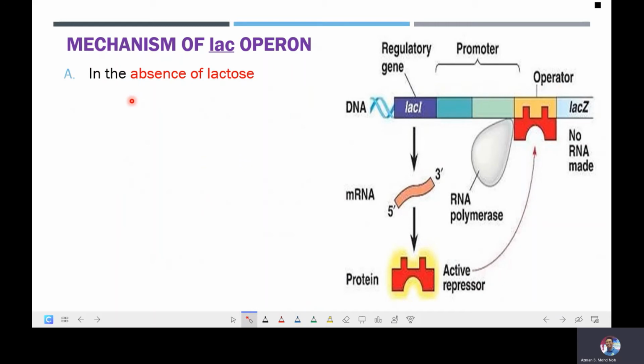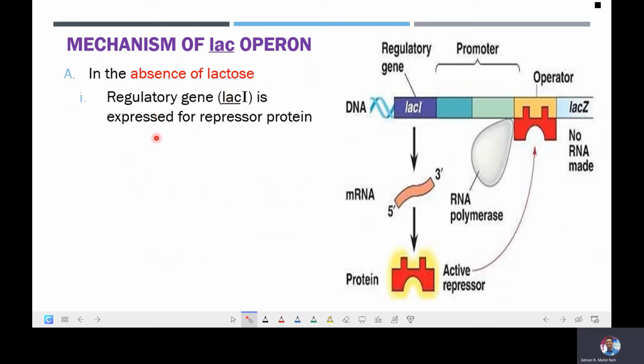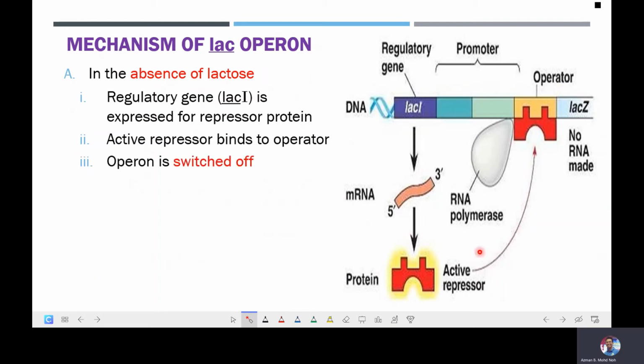And so if there is no lactose in the environment of the bacteria, there will be no need for the bacteria to produce the three enzymes just now. So in the absence of lactose, this will be happening in which the regulatory gene or the LacI gene is expressed, and this will produce the repressor protein. The active repressor will bind to the operator over here. As the repressor binds to the operator, the operon is switched off. Why? Because this prevents the RNA polymerase from binding to the promoter.